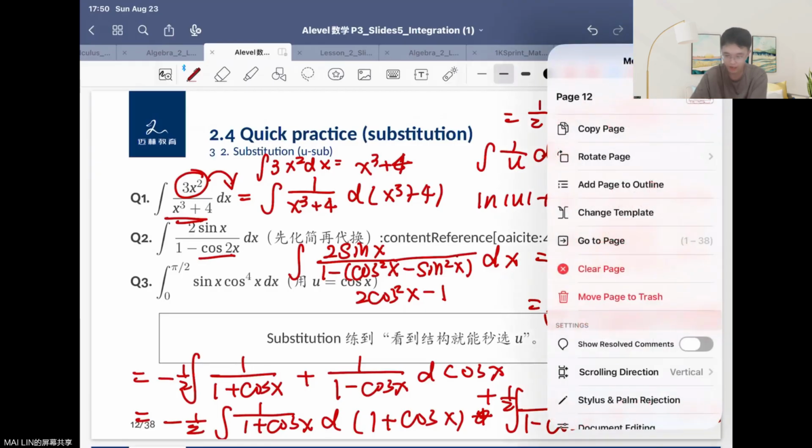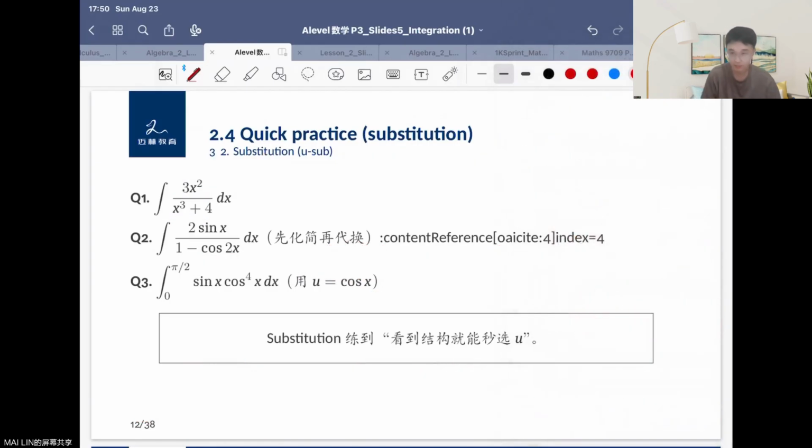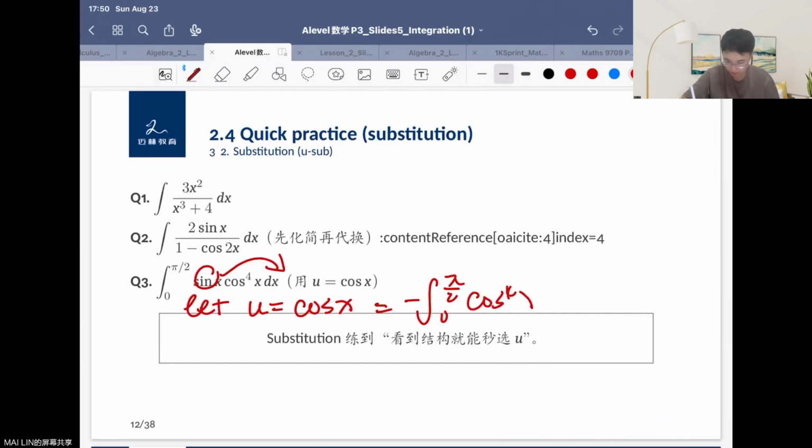And for the last question, we have sine x cosine x to the power 4 dx. So you can let u equal cosine x, okay? U equals cosine x. So you can put sine x after that. So the value here is negative, integral from 0 to pi over 2, of cosine x to the power 4 d cosine x here, okay? So let cosine x equal u. When x equals 0, cosine x equals 1, and when x equals pi over 2, cosine x equals 0, right?